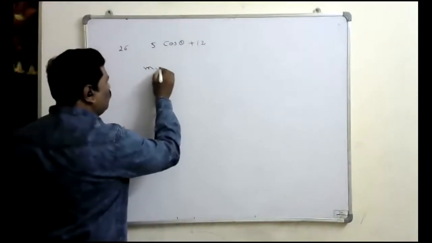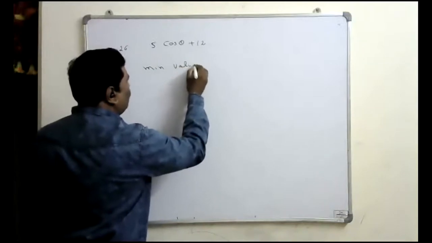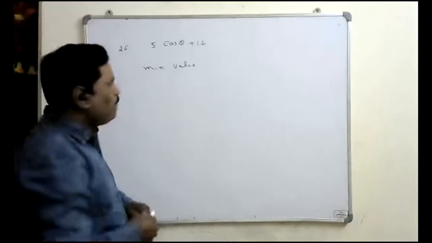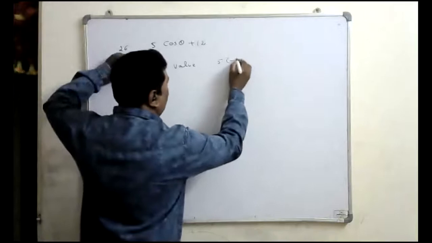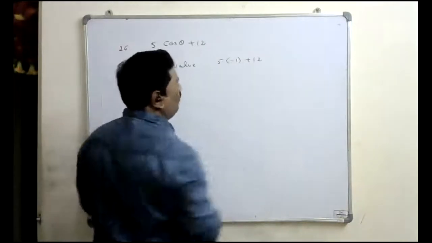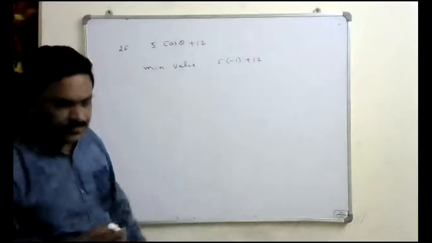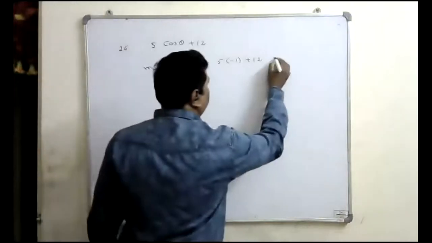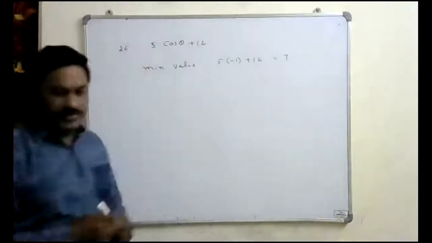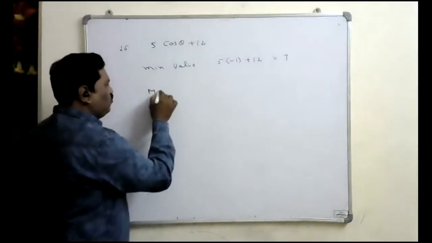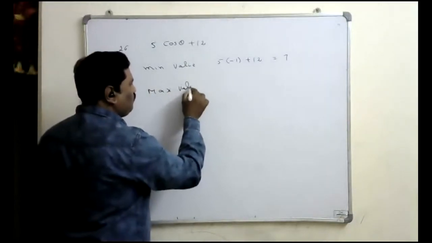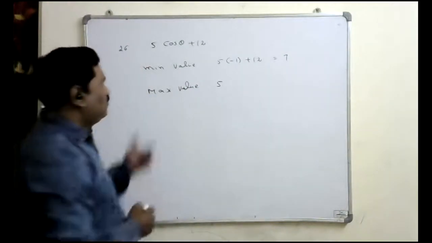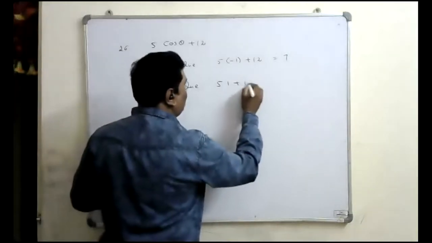So to find the minimum value, here the only variable is cos theta. Tell me what is the minimum value of cos theta? -1. So if I substitute the minimum value there, then this entire value becomes the minimum. So 5 into -1, that is -5 plus 12, that is equal to 7. So this is the minimum value of that expression. If you want to find the maximum value, what is the maximum value of cos theta? 1.